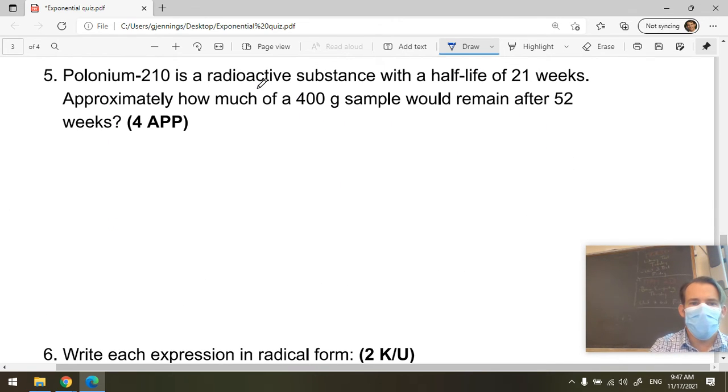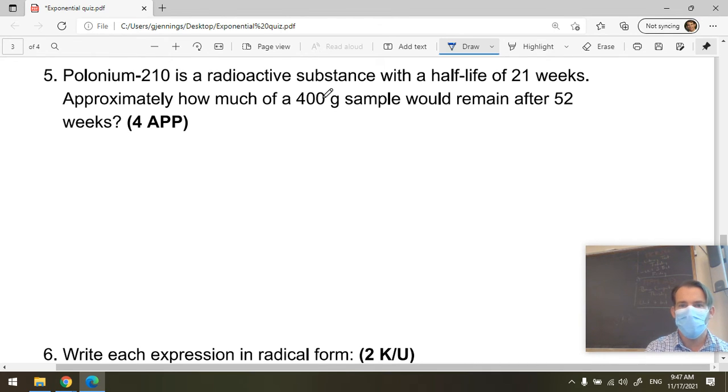Next, we talk about half-life. Polonium 210 is a radioactive substance with a half-life of 21 weeks. This is interesting, as a Fibonacci half-life. So how much of a 400-gram sample would remain after 52 weeks? Well, after 42 weeks, which would be 2 half-lives, there would be 100 grams left. So I'm expecting an answer a little bit south of 100.